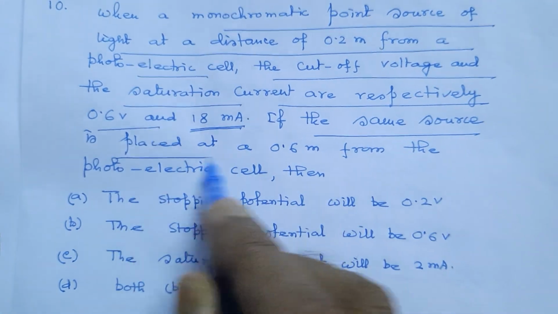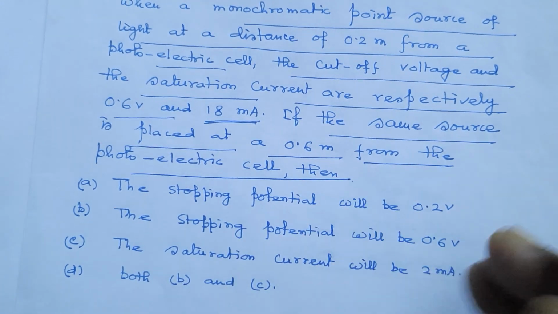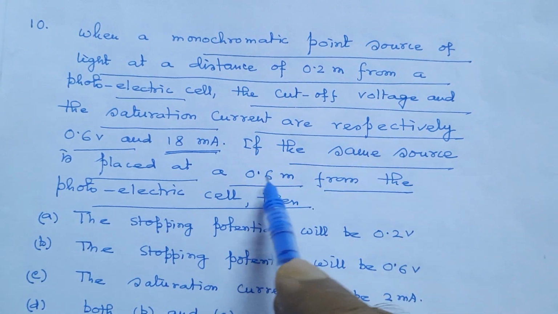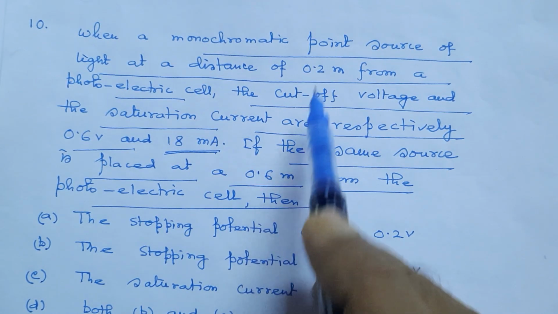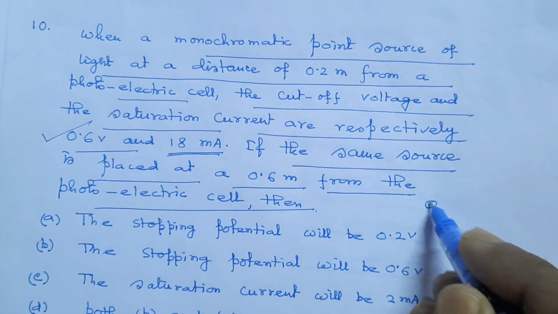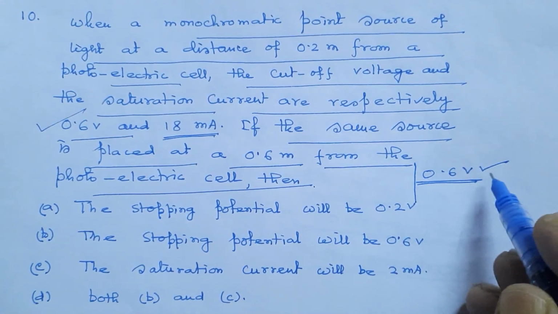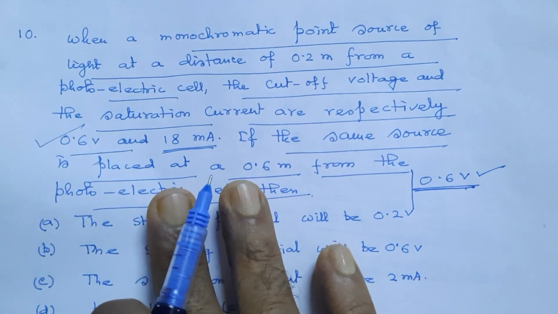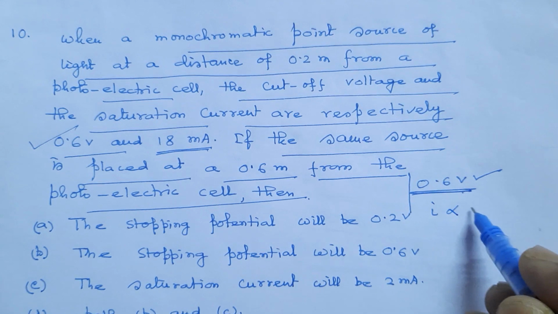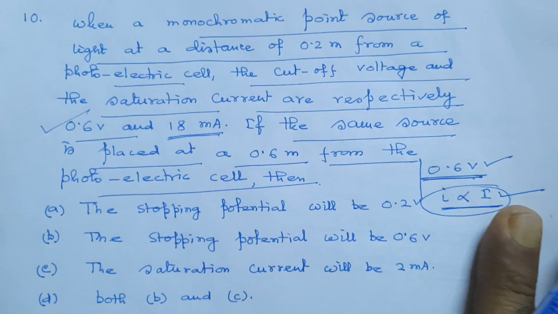If the same source is placed at 0.6 meter from the photoelectric cell, then you know that the stopping potential is independent of the source distance from the cell. So if the stopping potential for the first case is 0.6 volt, the stopping potential in the second case is also 0.6 volt. But photoelectric current I is proportional to the intensity of the incident light.